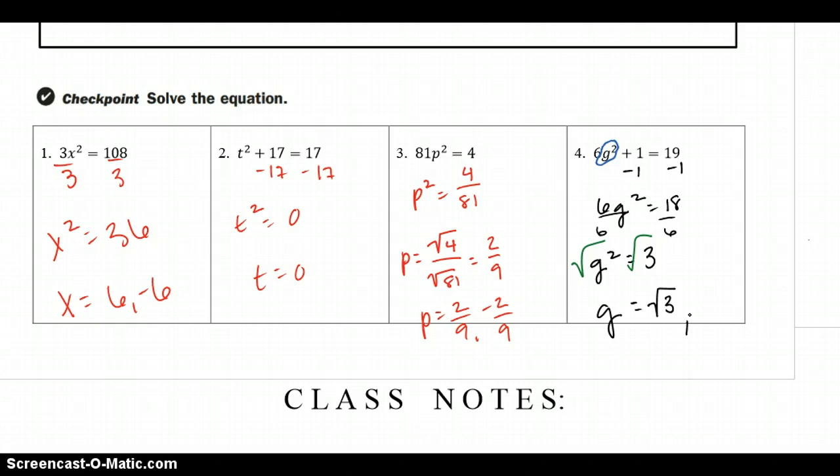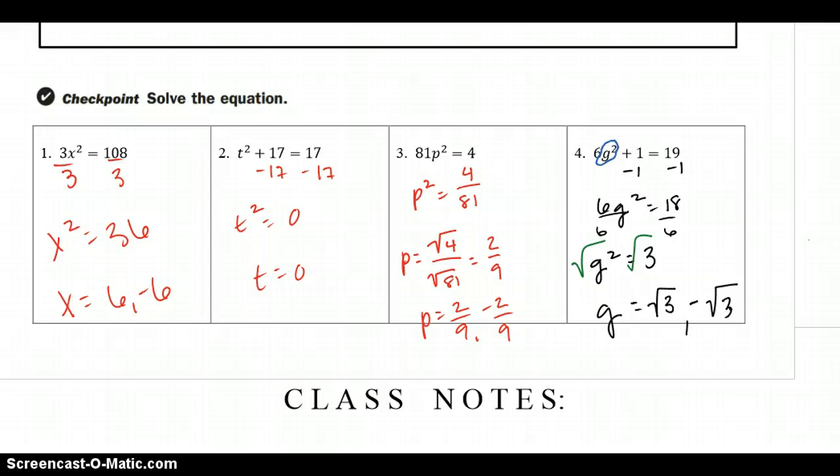However, is that my only solution? No, what would my other solution be? Negative square root of 3. So again, if it doesn't tell you for a decimal, it doesn't ask you to round to the nearest whatever, just leave the root in there.